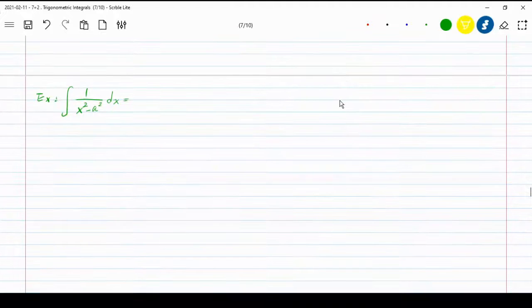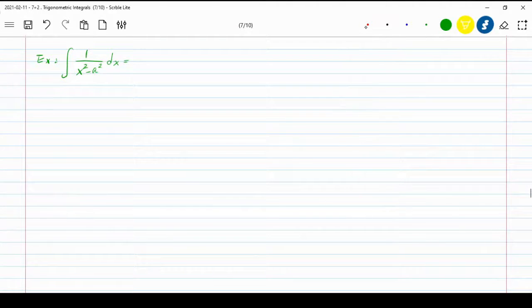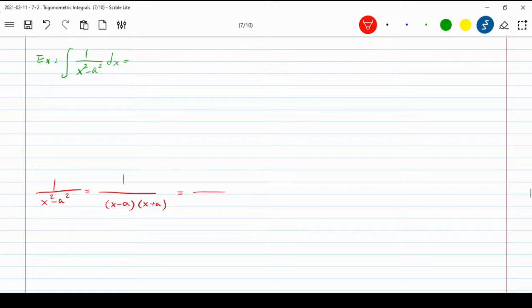Okay, here's another example. Use partial fractions to calculate this. What you always do first is set it up equal to a sum of fractions, if you can factor the denominator. So can I factor the denominator? It's x minus a, x plus a. So this must equal the sum of two fractions, since the denominators are not the same. One is x minus a, the other one is x plus a. The numerators are constants A and B.